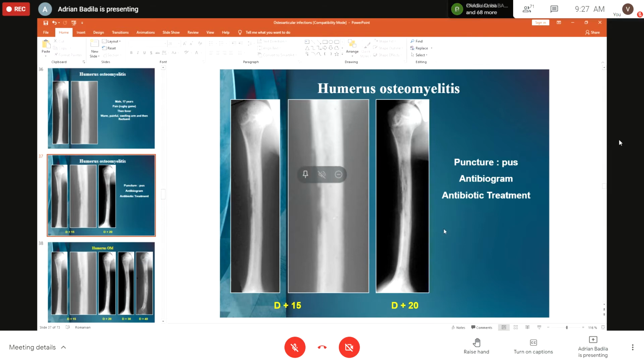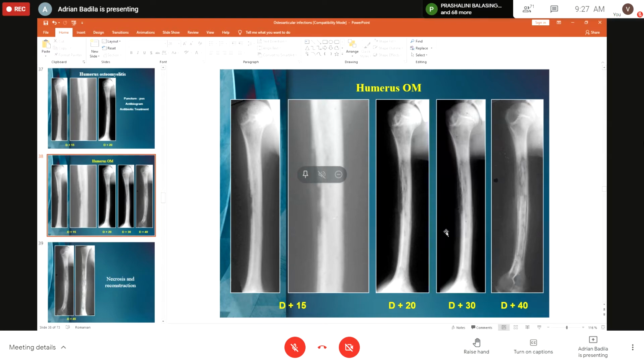And here we have evolution at the start, after 15 days, after 20 days, after 30 days, and after 40 days. As you can see, the evolution is very long for an infection. And that means nothing, because there are cases in which the infection will evolve for years, or even for decades, or even for as long as he or she lives. So it's a very severe health problem.